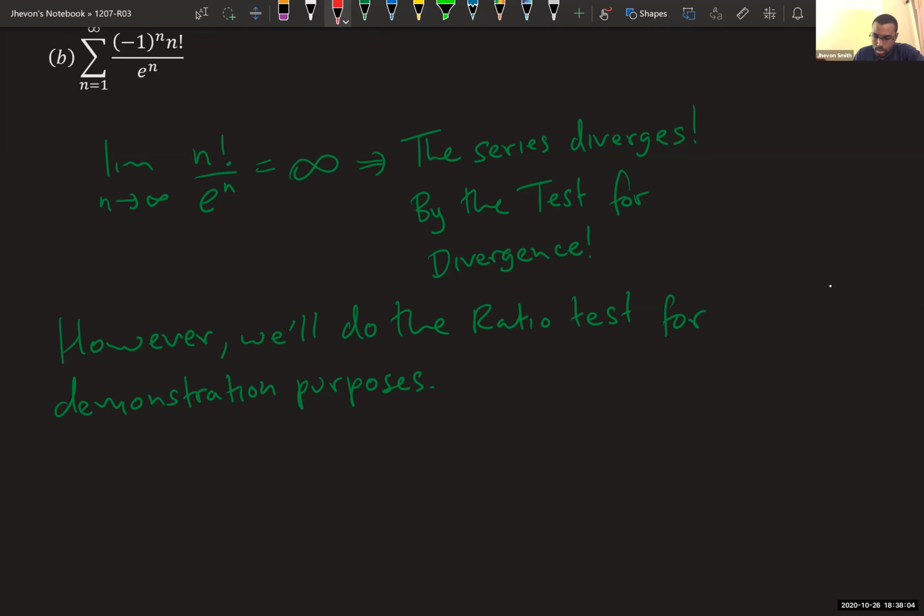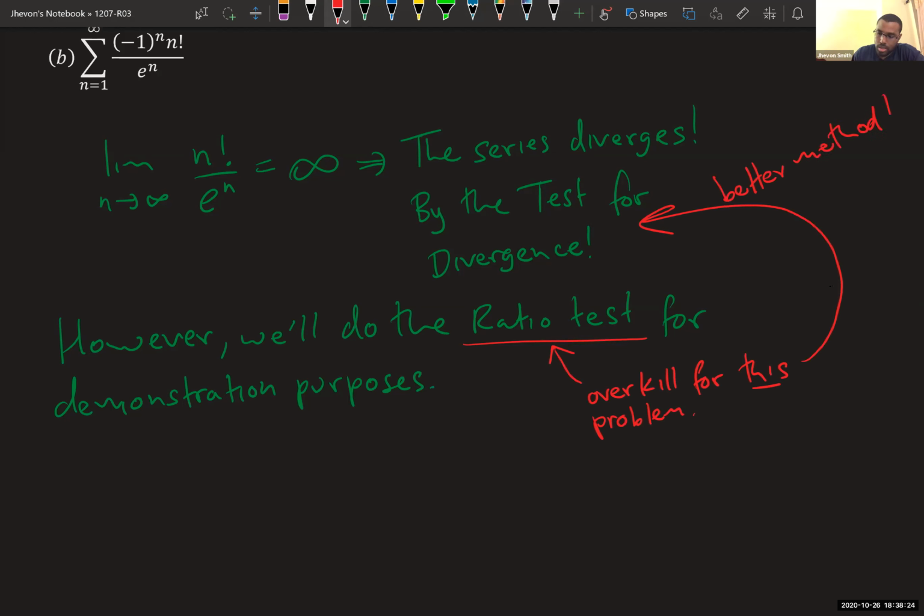So overkill for this problem. That is the better method by far. Okay. So again, your intuition from limits, very important. Just knowing that the factorial is going to outgrow the exponential, you can look at this and know it's going to diverge. You don't really have to do anything.